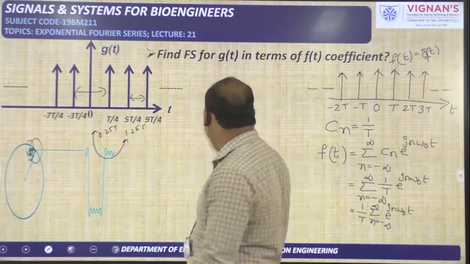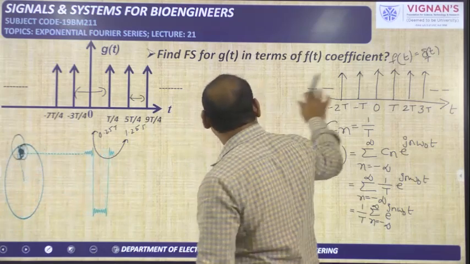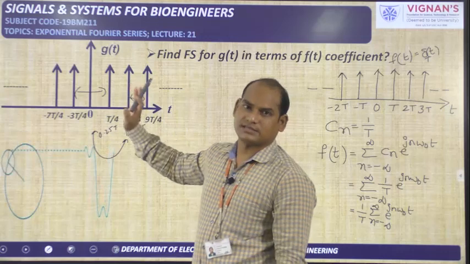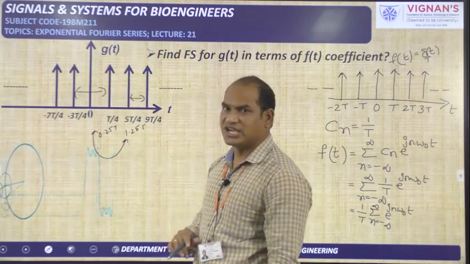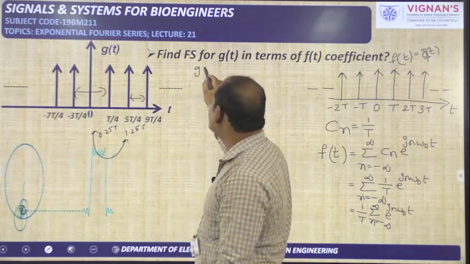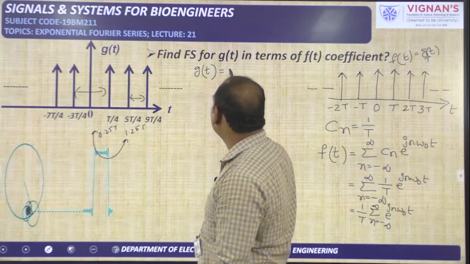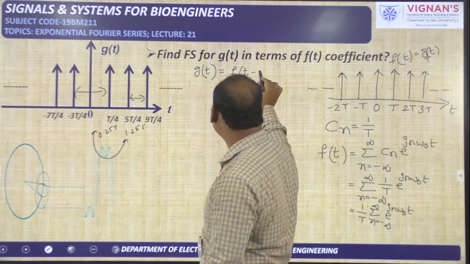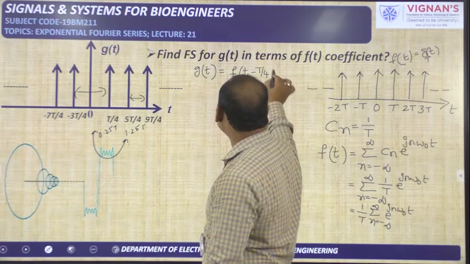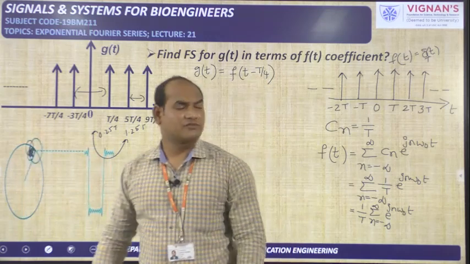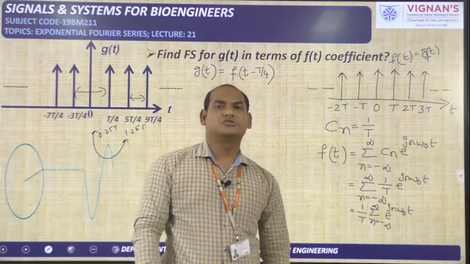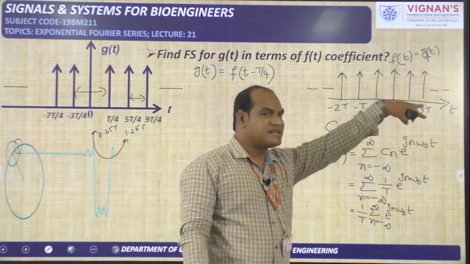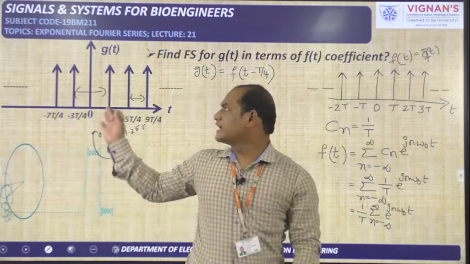But what is the relation between these two? All these impulses are shifted to the right side by T by 4 seconds, so that we can get this particular g of t. So I can write g of t is nothing but f of t only, but f of t has been shifted to the right side by capital T by 4 seconds. In this way I am able to write that. You can observe that by seeing these two signals f of t and g of t. So all these impulses are shifted to the right side by capital T by 4, then you will get this one.